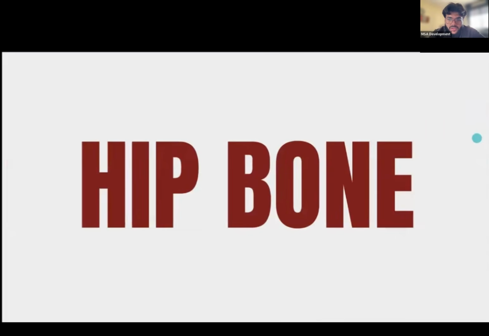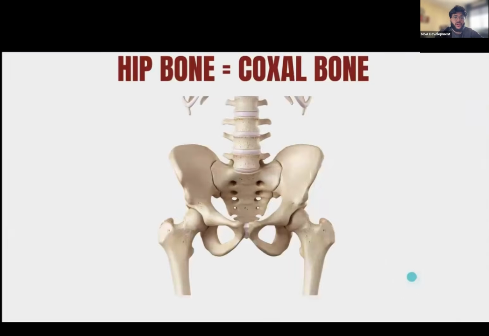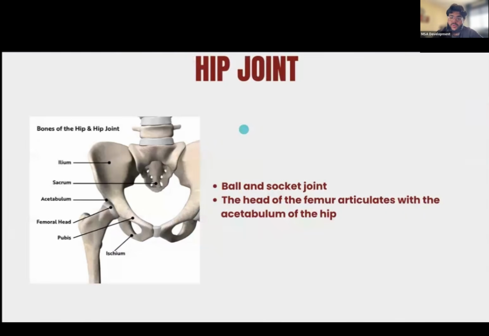All right, so lower limb, we'll be starting off with our hip bone. Our hip bone is one of the largest bones in our body. It's also known as our coxal bone. The hip bone is basically made up of three main structures: your ilium, your ischium, and your pubis. I'll be talking about each of these in more depth later on. For now, let's first talk about the hip joint itself.